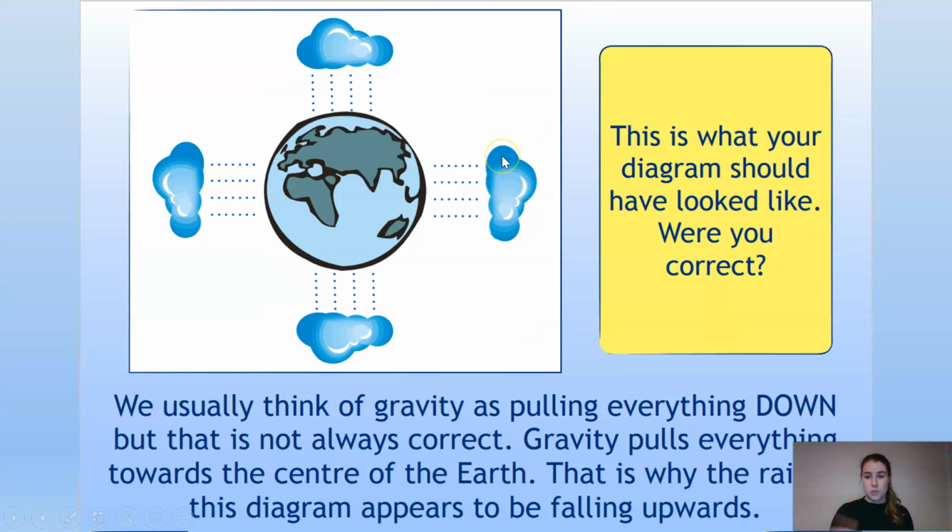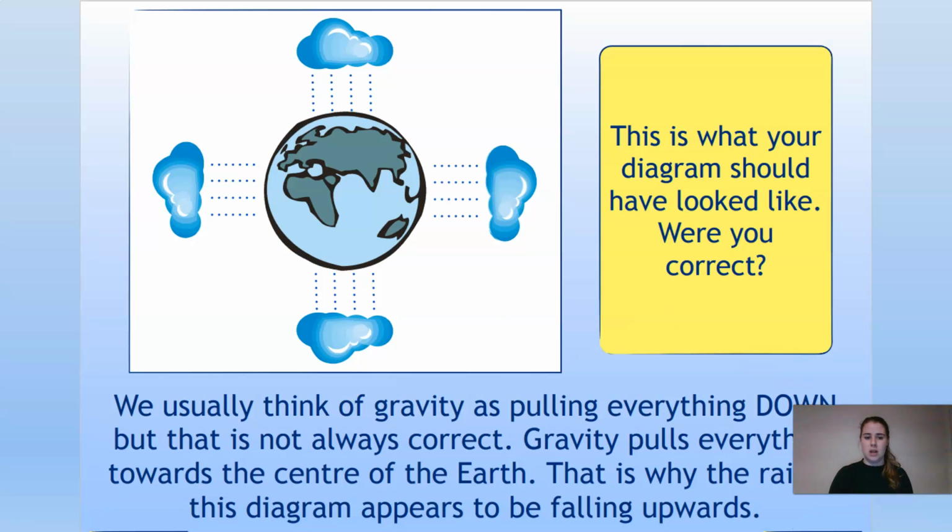Okay, so it's going to go towards the Earth. Your diagram should look a little bit like this. Your raindrop should be going towards the centre of the Earth. Even though we're up here and other people are down here, that doesn't mean the rain's coming in upside down, because where you are on the Earth, you're stood upright, because of the way that gravity has pulled you down to the centre of the Earth.